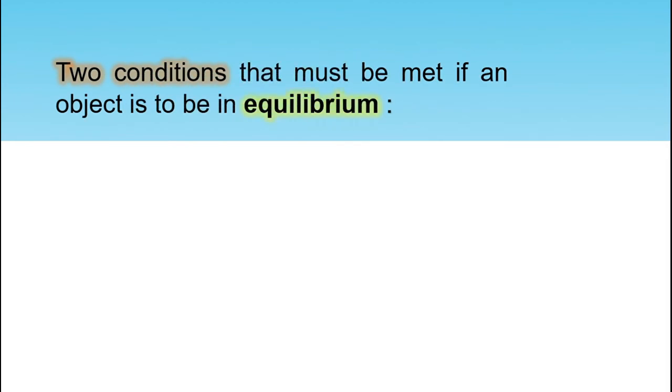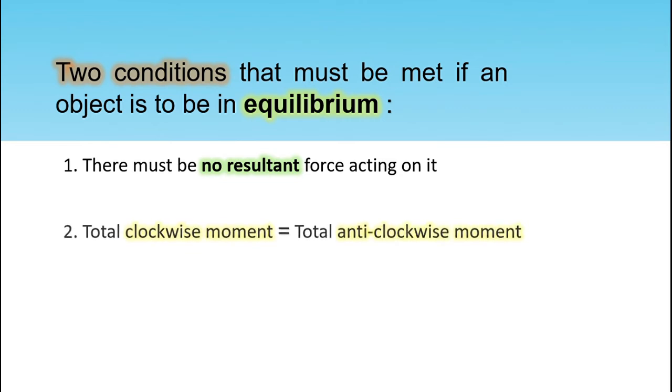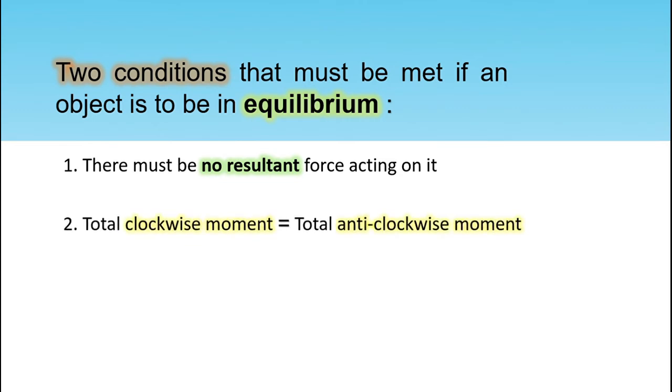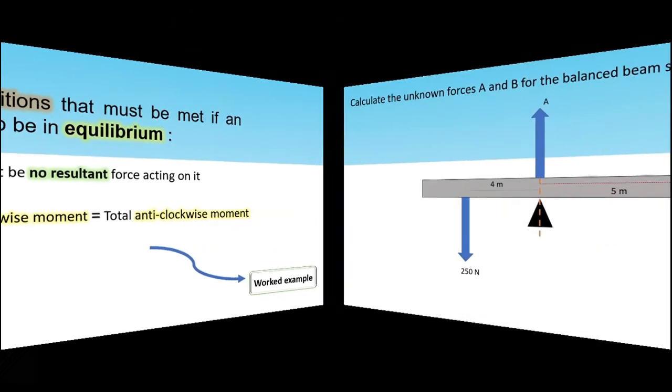Now, we can state the two conditions that must be met if an object is to be in equilibrium. First, there must be no resultant force acting on it. And second, the total clockwise moment must be equal to the total anti-clockwise moment. You can use these two rules to solve problems concerning the forces acting on objects in equilibrium.